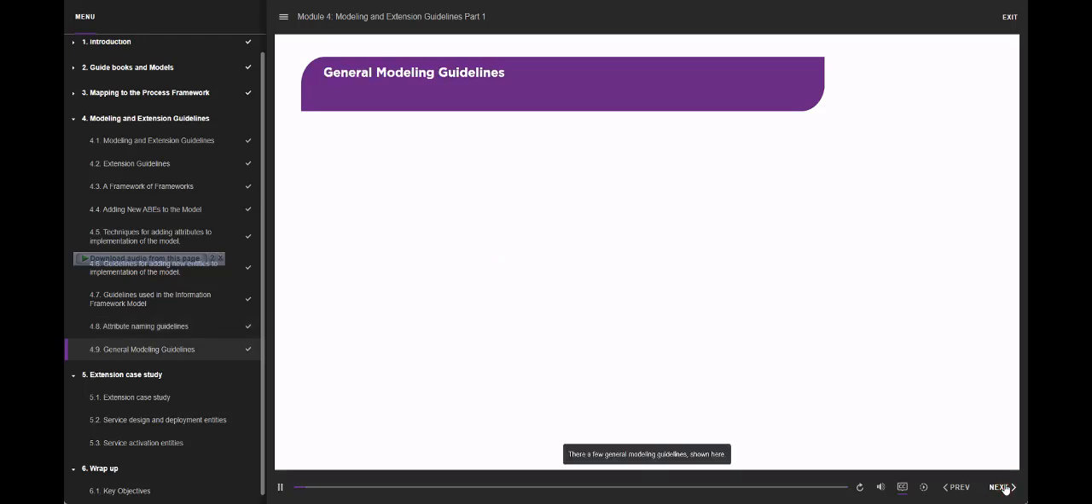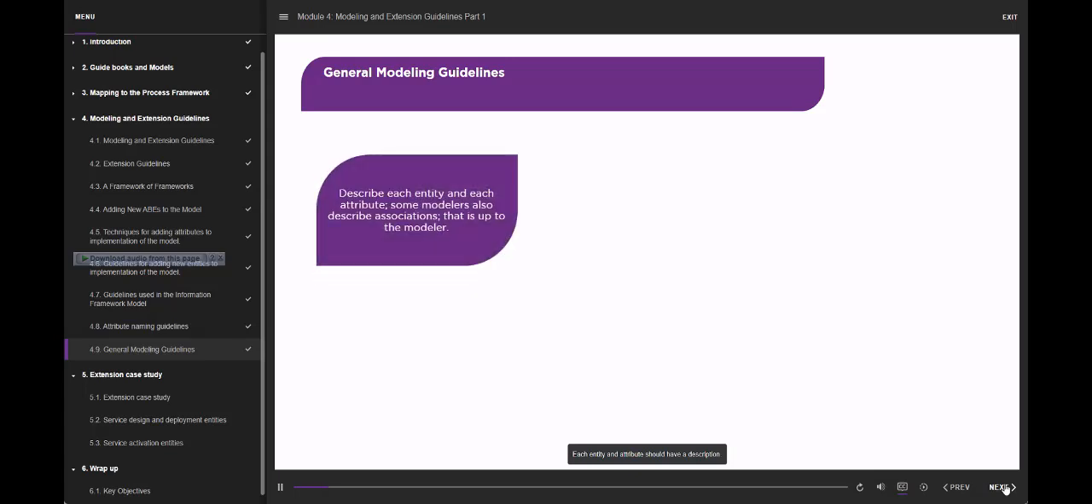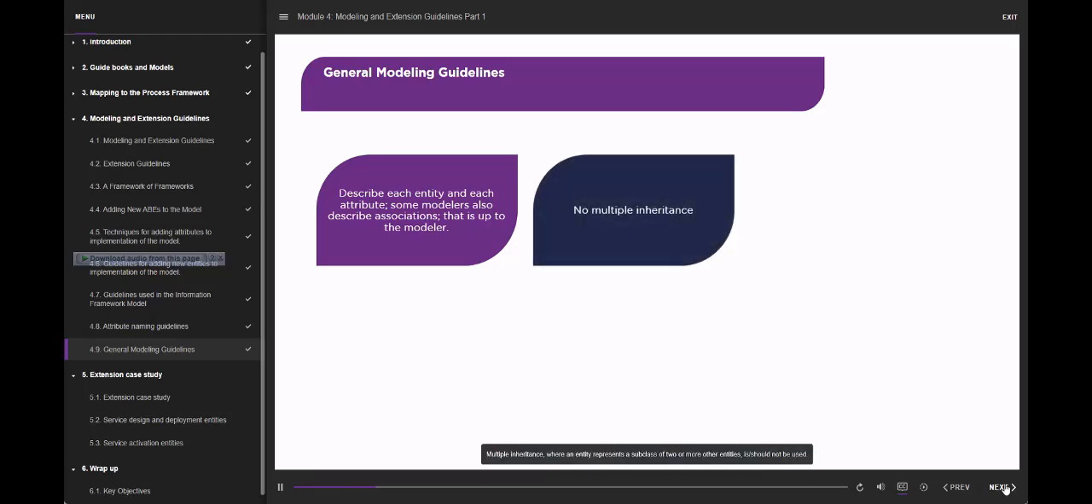There are a few general modelling guidelines shown here. Each entity and attribute should have a description. Some modelers also describe associations. That's up to the modeler. Multiple inheritance, where an entity represents a subclass of two or more other entities, is not or should not be used. Typically, there are other ways to model requirements that result in multiple inheritance, and some tools or other forms of representing the framework model, such as XML schema, don't support multiple inheritance.